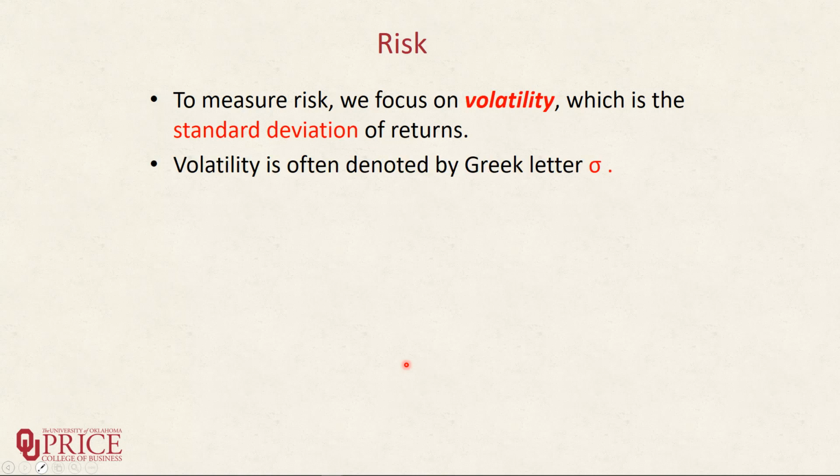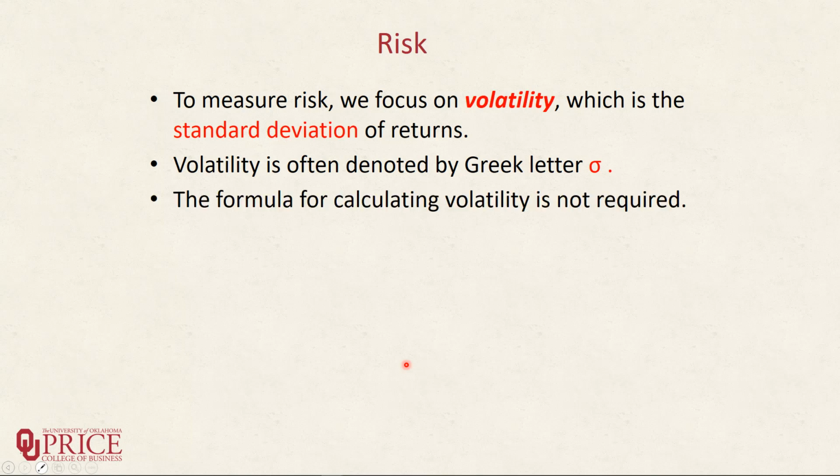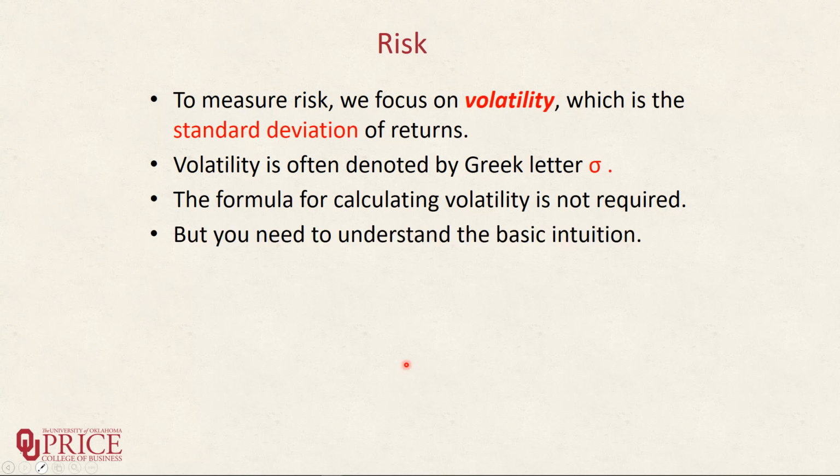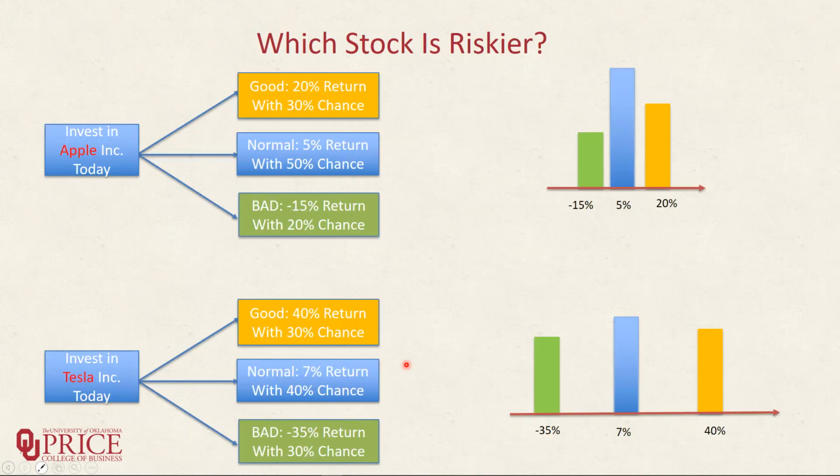And we normally use the Greek letter sigma to represent volatility. Because the formula for calculating volatility is relatively long, I'm not going to ask you to remember that formula, okay? But I do need you to understand the basic intuition behind volatility. So without doing any calculation, let's compare the volatility of Apple and Tesla according to my forecast here.